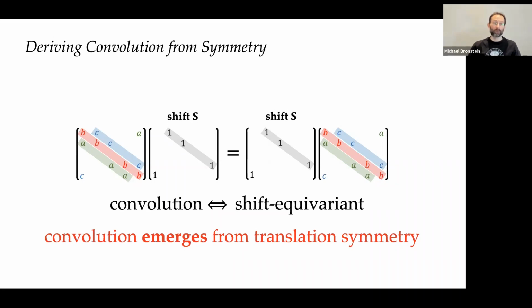So this statement works in both directions. It is easy to show. Not only every circulant matrix commutes with shift, but also every matrix that commutes with shift is circulant. So what we get from here is that convolution is the only linear operation that is shift equivariant. And here comes the power of our geometric approach: convolution automatically emerges from translational symmetry. The only thing that I assumed here is that I want it to be equivariant to shift, and I get the convolution as a result.